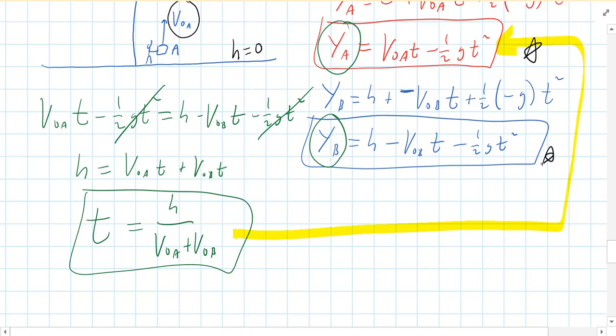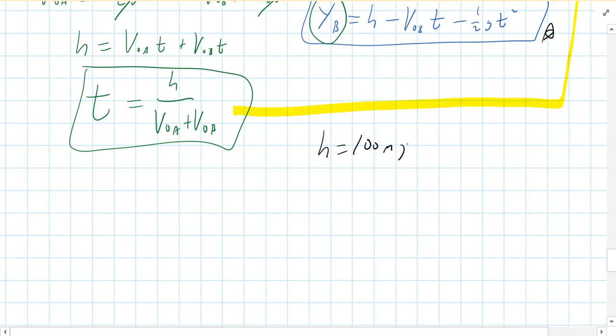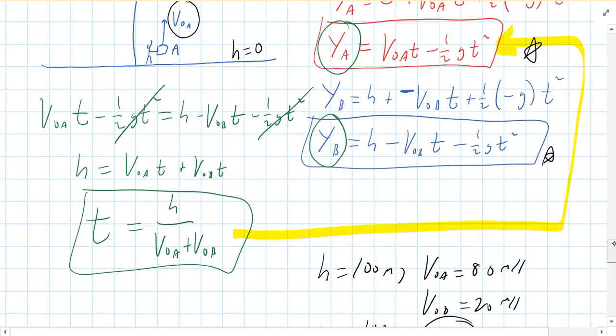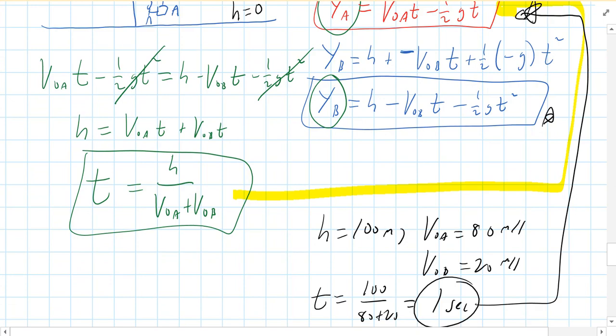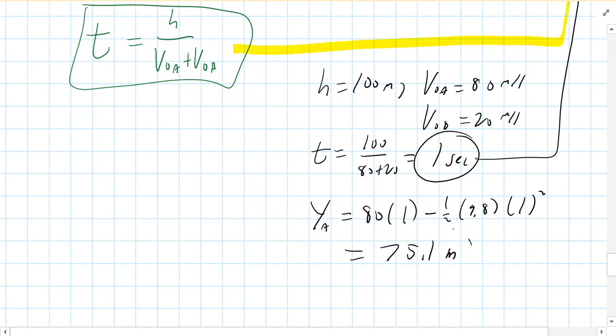Now, just for kicks, we're going to throw some numbers in on this. Let's say that the height was 100 meters, v naught A was 80 meters per second, and v naught B was 20 meters per second. Well, our time would be really simple. It'd be 100 over 80 plus 20, which would be 1 second. Then if I plug that back into this red equation up here, y sub A, which has to equal y sub B, would equal 80 times that 1 second minus 1/2 times 9.8 times 1 squared. And they would meet at 75.1 meters up off the ground.